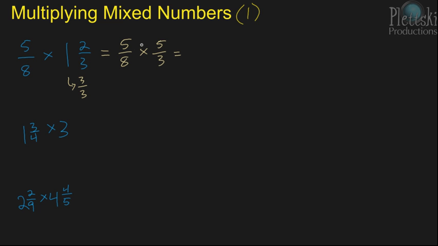And when we multiply fractions, you just multiply the numerator times the numerator and the denominator times the denominator. So we have 5 times 5, which is 25, and we have 8 times 3, which is 24. So we have 25/24, and that can also be written as 1 and 1/24. And if you don't know how to convert an improper fraction to a mixed number, you may want to look up the video on doing that.